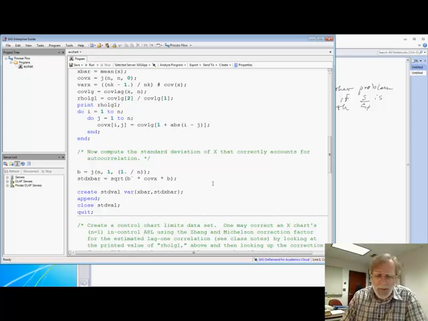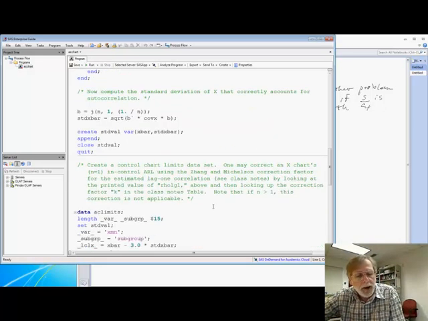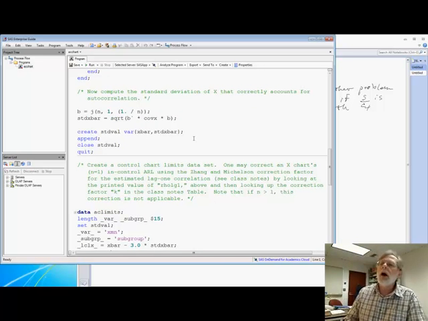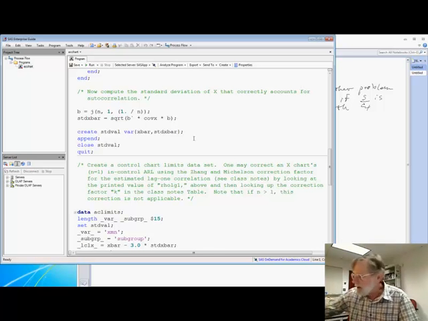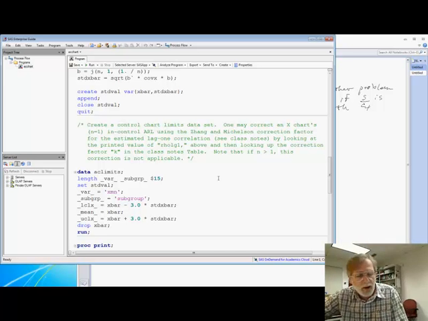The first problem being that unless you correct for the autocorrelation, your estimate of sigma is going to be biased low. And the second problem is, with autocorrelated data, if you know sigma, your control limits are going to be too wide. So you compute the standard deviation correctly. So now you're in a situation where you have a good estimate of sigma, the proper estimate of sigma, nearly unbiased. Now we say, okay, create a control chart limits data set, and you can correct the X chart's in control ARL using the Zhang and Michelson correction factors, of which I just gave you in a table.